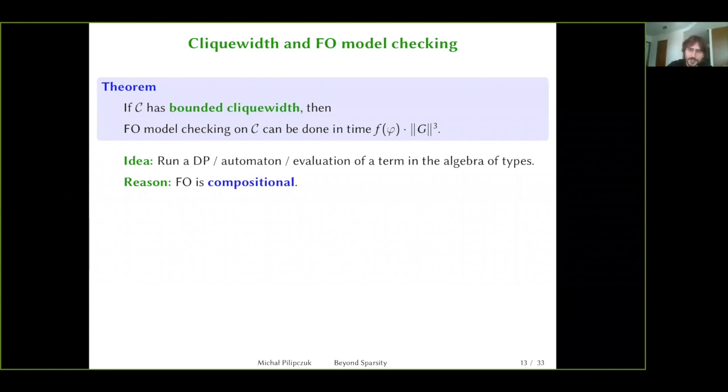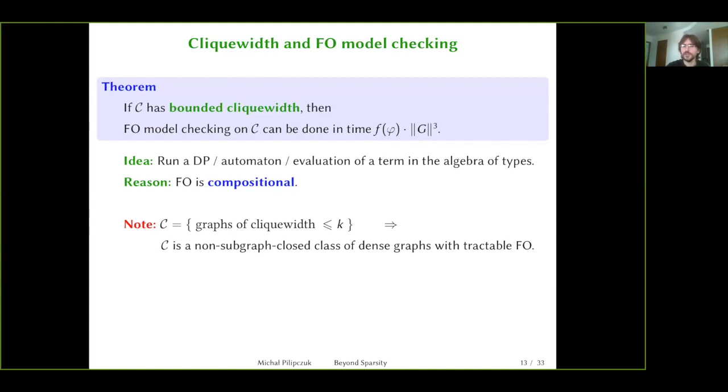But the underlying reason behind this tractability is the fact that FO is compositional, in the sense that if you understood some FO sentence on one part of the graph and you understood it on the other part of the graph, and you combine these two parts in a homogeneous way, in the sense that you either put all the edges between or no edge between, then you can understand the FO sentence on this combination. So this is a basic notion called compositionality. This means that graphs of clique width at most k, for every fixed k, form a class of dense graphs on which FO is tractable. It is not subgraph closed, and therefore the dichotomy theorem that we have seen earlier doesn't apply to this.